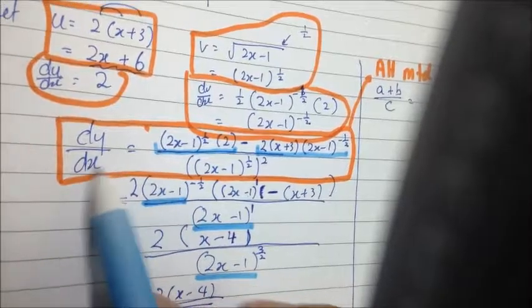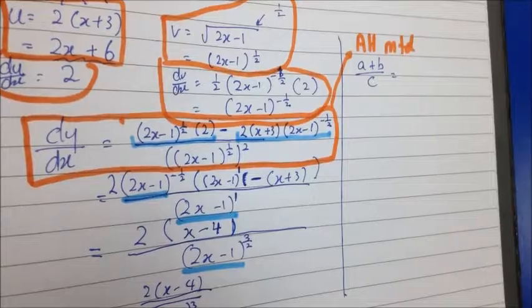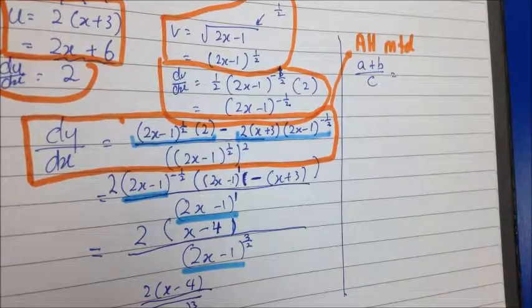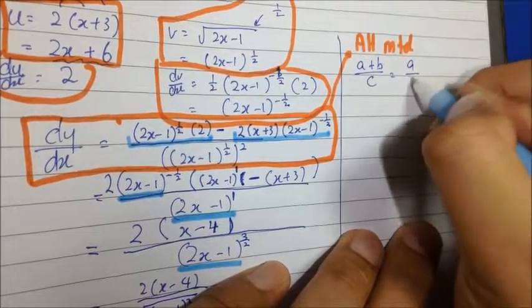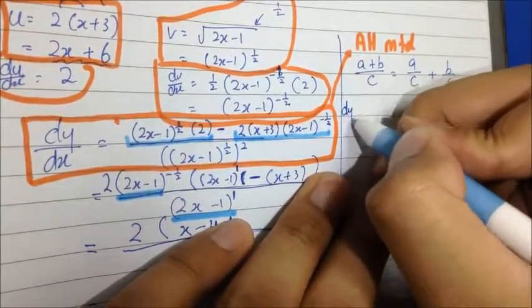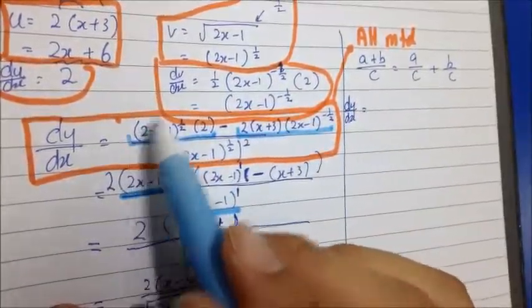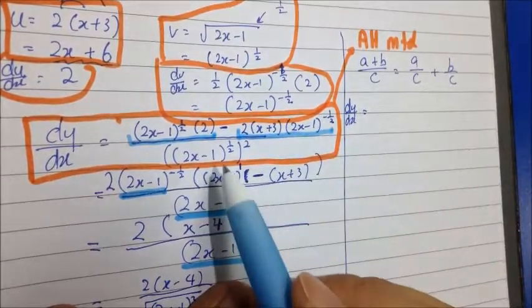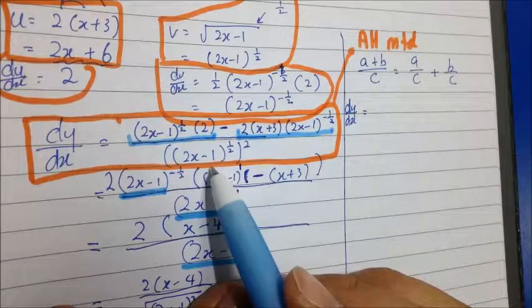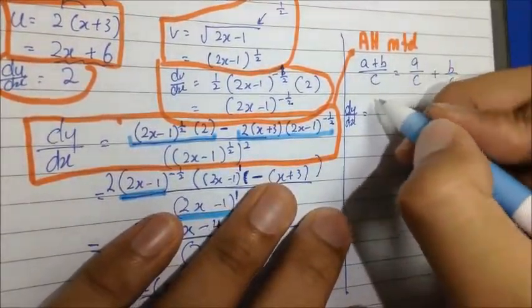Alternative method of factorizing this. Okay, let's start. First, help me. A plus B over C. What happens if I split the fraction? A over C plus B over C. Now, help me write dy dx. Now, look at this. This is one item. This is another item. This is the denominator. Can I split this? Can. So I write down the split.